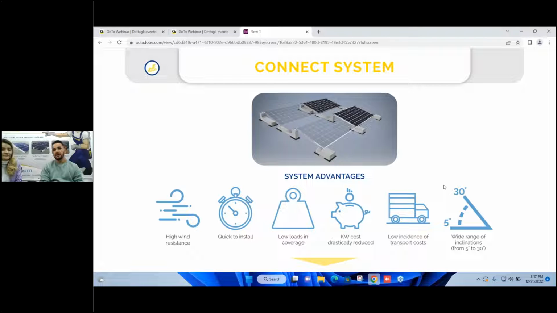Of course, they think, okay, it's going to be shipped, it's going to cost a lot of money. So with Connect, you don't have this problem. Exactly. And furthermore, being lighter and easy to install, you reduce even the overall cost of the plant, right? Correct. Definitely, because you shorten the installation time. You need less time, and you don't need as much material as with other structures.